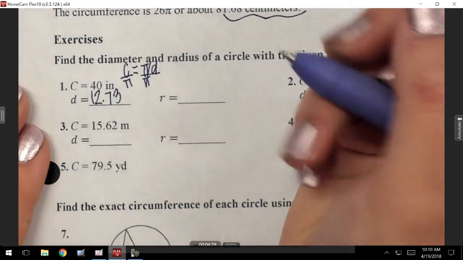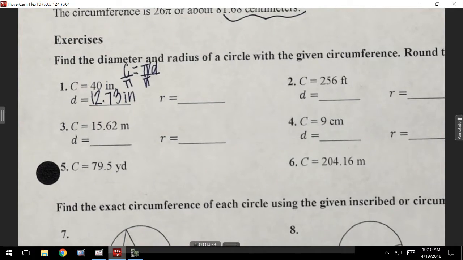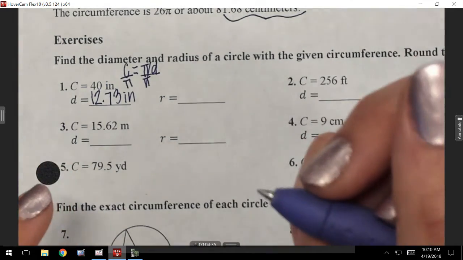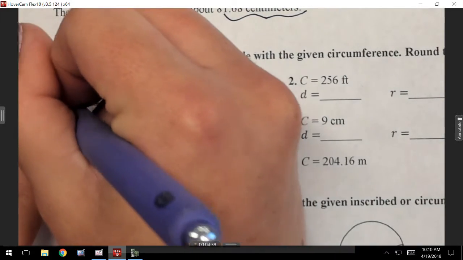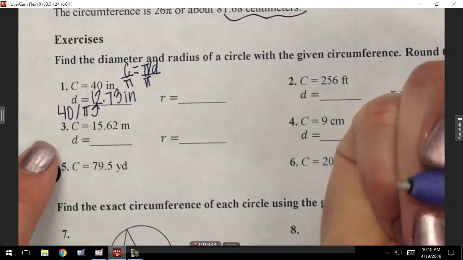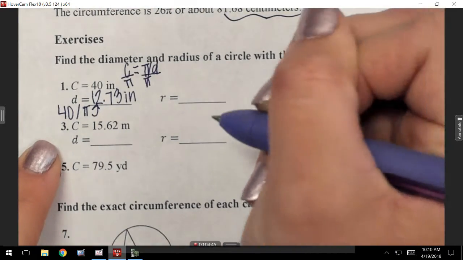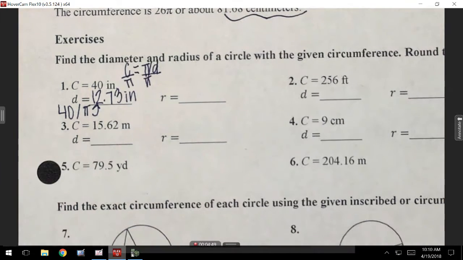12.73 what? Inches. Okay, because how did we get that? We did 40 divided by pi to get this one. Okay, write that down so you don't forget how you got that answer. Well, if I have the diameter, that's the whole thing, right? How do I get the radius? Just divide it by 2.